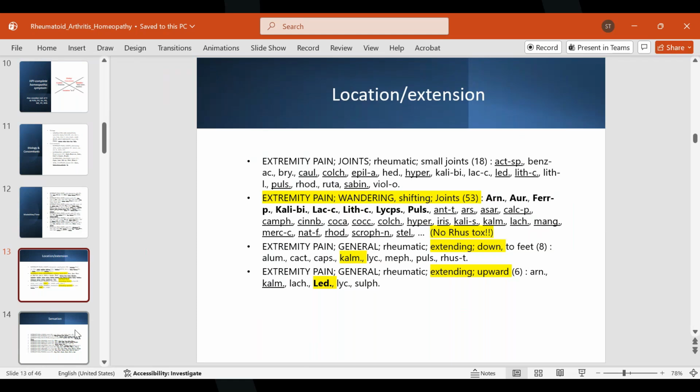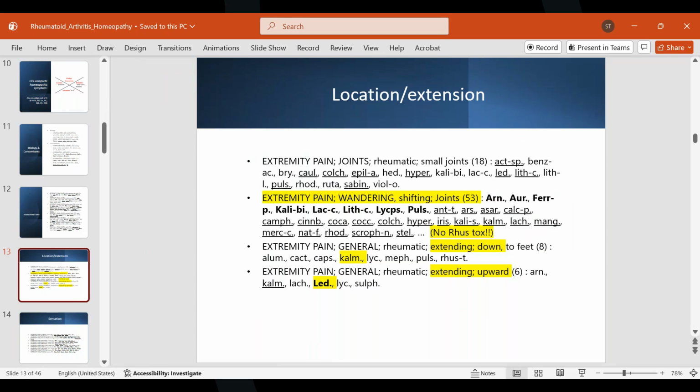I always think of pulsatilla. It's one of the main remedies, but you see there's others: lithium carb, kali bichromicum, aurum, arnica, ferrum phos. But you'll notice there's no rhus tox. So if you have a patient with wandering joint pain, it's not rhus tox. What's the direction? It goes down, you think of kalmia, although kalmia can also have going up. Then if you have joint pain like in the ankles or feet going up, you think of ledum.